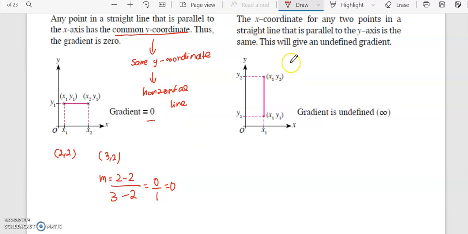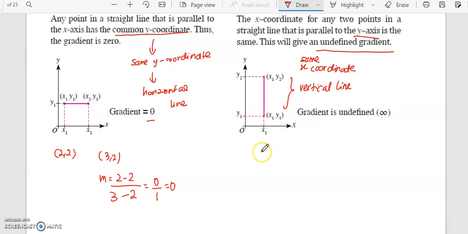So next we go to the vertical line. The x coordinate for any two points on a straight line that is parallel to the y-axis, parallel to the y-axis, yang ni parallel to x-axis, is the same. This gives an undefined gradient. Kalau kita tengok kat sini, ini adalah vertical line. When they have the same x coordinates, the value of the gradient is undefined.